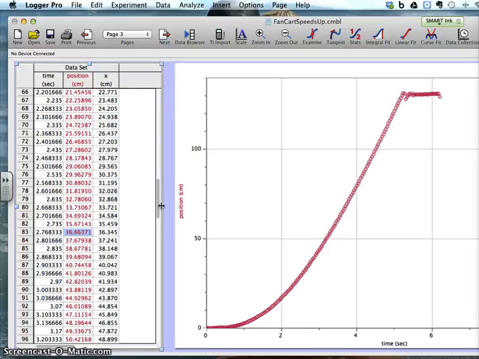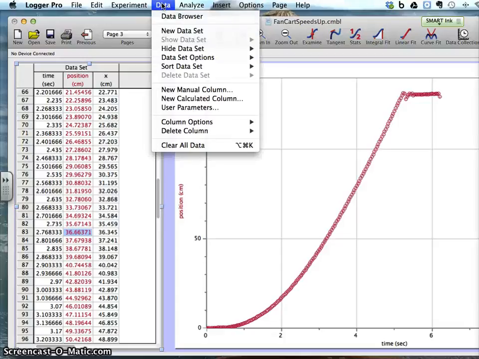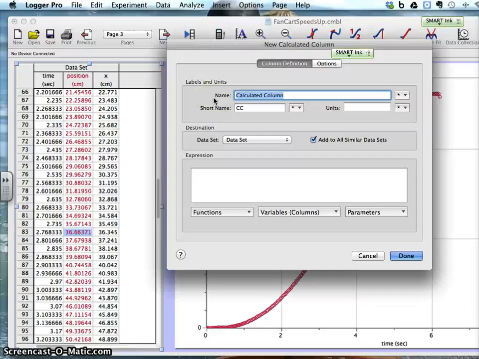So really we want velocity. And the way you did it last night, which is painful, I agree, is you drew tangent lines in. You found the slopes, and those were your instantaneous velocities, right? Okay, now, LoggerPro can do this. All you have to do is go data, new calculated column. We'll write instantaneous velocity there.